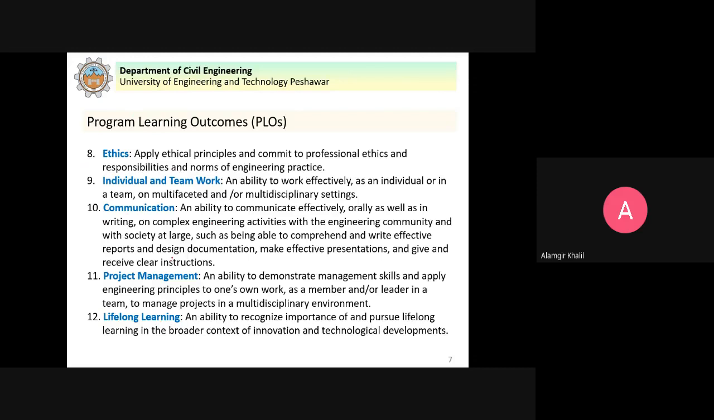So as you already know that in the outcome-based education system, OBE system, you are assessed through these CLOs and PLOs, and we have the relative grading. On one side, you get a grade based on your performance in the course, and then on the other side, we evaluate you for these course learning outcomes.